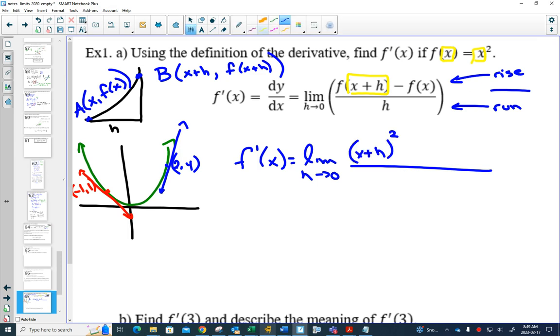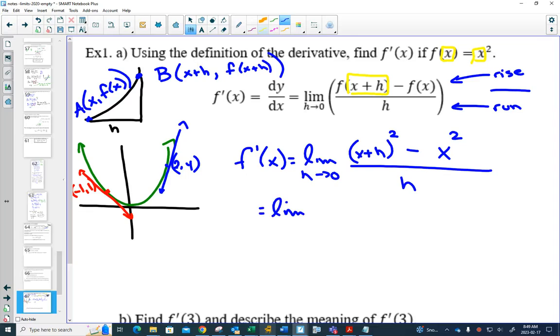x plus h squared. Then we subtract f of x. Well, f of x was just the original function, which was just x squared, all divided by h. And our goal is in the numerator to be able to factor out an h so it cancels out, so we can apply the limit later.